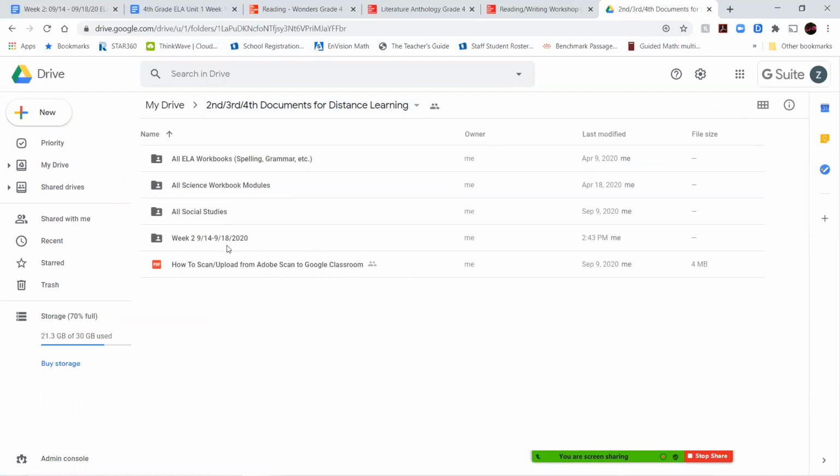There's also the slides and directions over here on how to scan and upload your 3 times each for your spelling words. Once you've done that, please make sure the scans are really clear and easy to read, that you have good lighting on in the room so that it's not really dark.